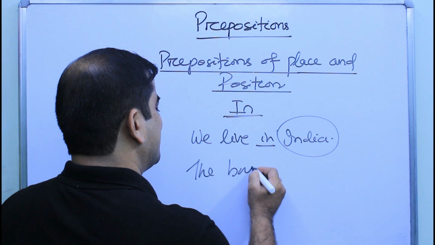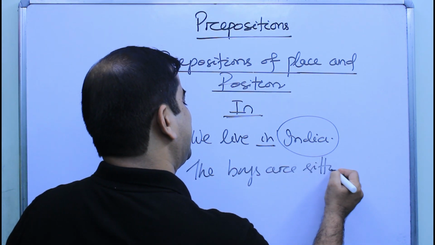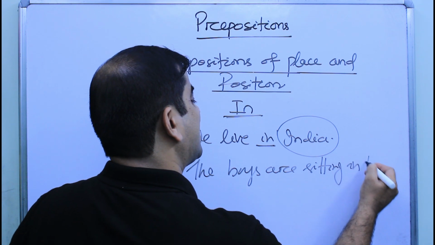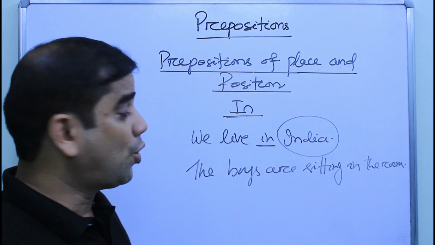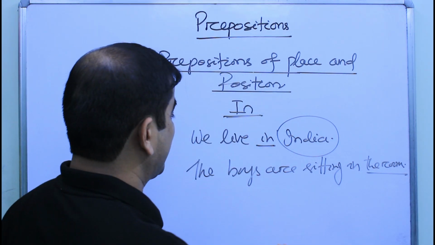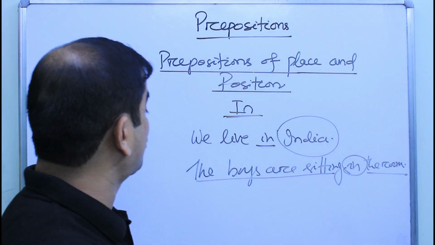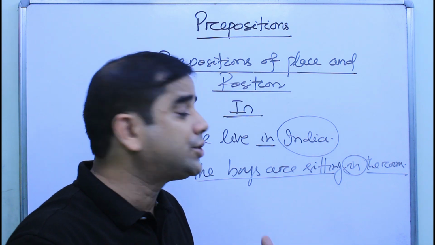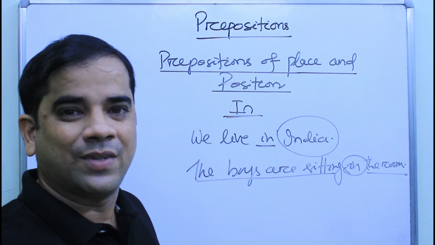The boys are sitting in the room. So the room is the region, a particular region where the boys are sitting. So preposition in is used to show the placement of the boys, or the position of the boys in a region, that is the room.